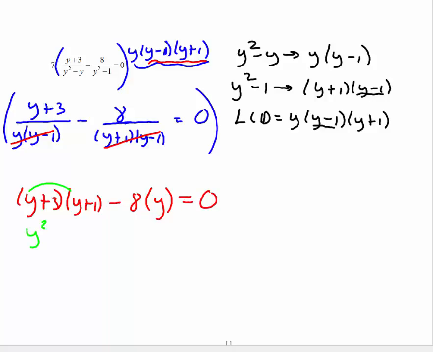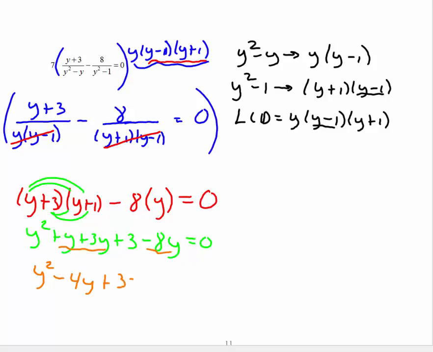Y times y is y squared. Outer gives me a positive y. Inner gives me a plus 3y. Last gives me a plus 3, and I still have minus 8y equaling 0. Combine like terms, we have a y squared. Y plus 3y minus 8y gives me a negative 4y, plus 3 equaling 0.